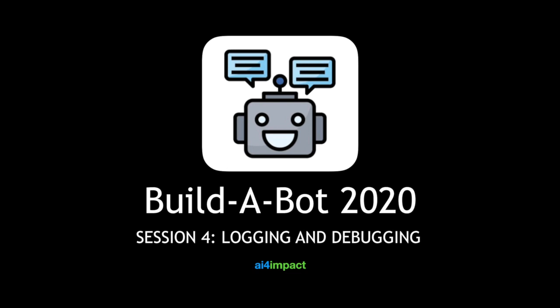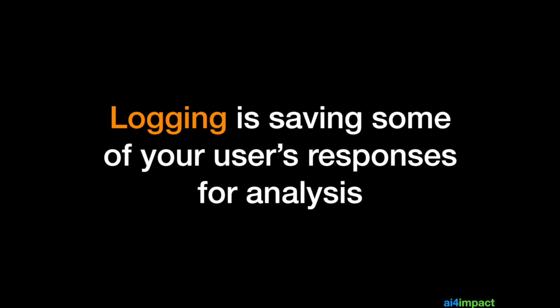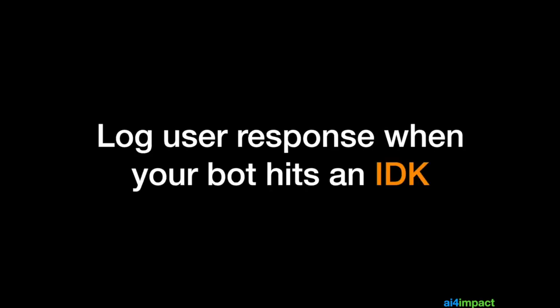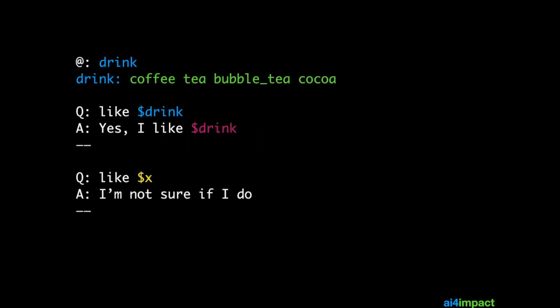Welcome to session 4. In this session, we will talk all about logging and debugging. Logging is really about saving some of your users' responses for analysis. Oftentimes, you want to log the IDK responses from your bot so that you know what to fix. Analyzing the logs allows you to look at what your users are saying to your bot so that you can do some amendments in order for you to give a good response.